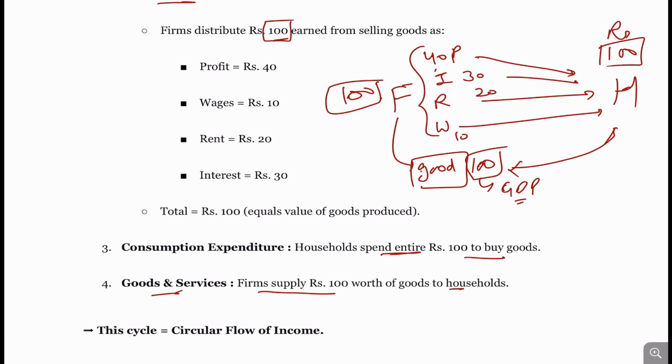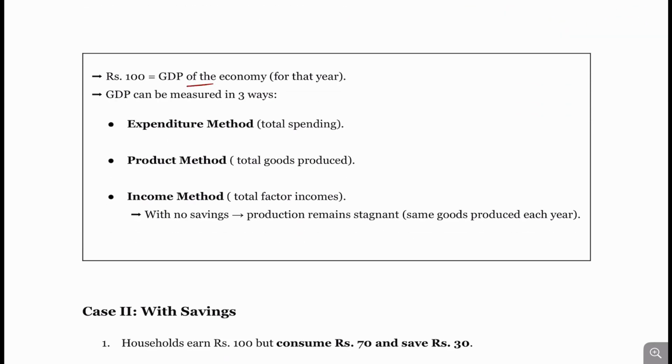Because firms are selling goods of 100 rupees and they are paying the same 100 rupees to the households. They don't have the capital, no capital to invest, right? They don't have extra capital to invest. So the GDP of this type of economy will not increase, right? 100 rupees will be the GDP of the economy.